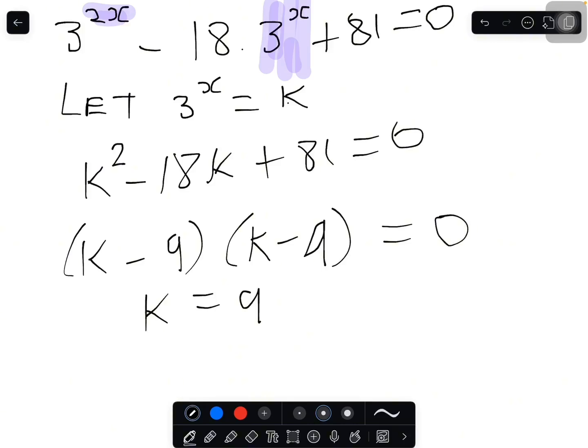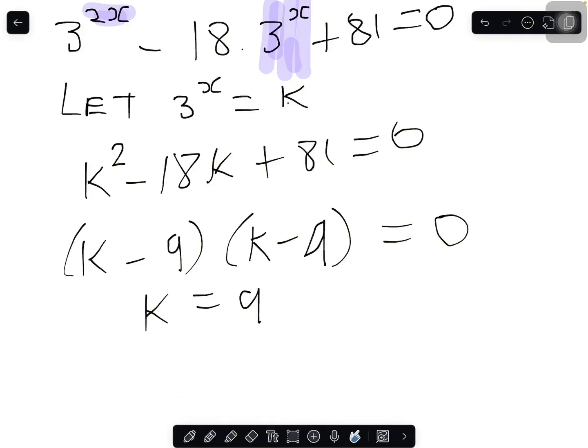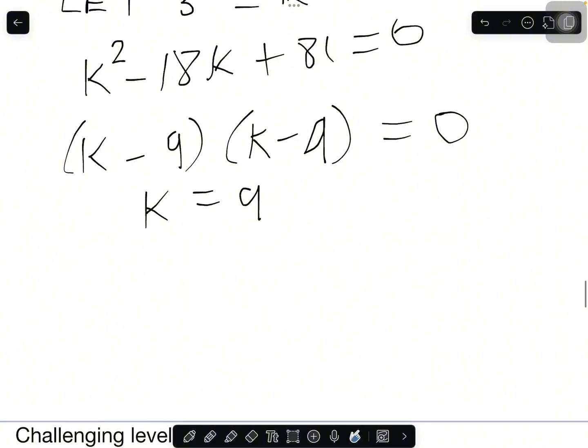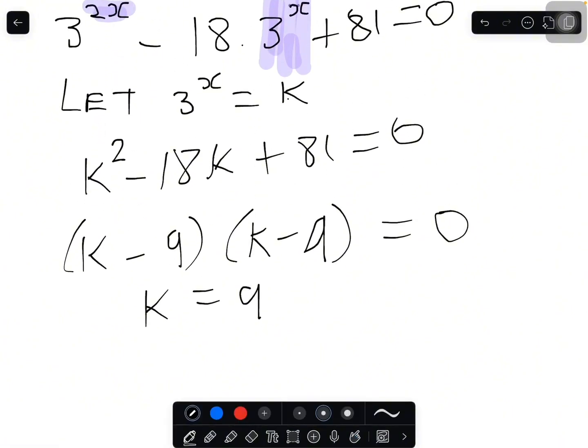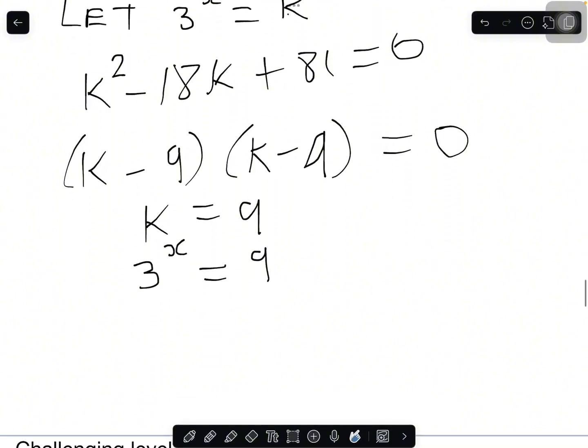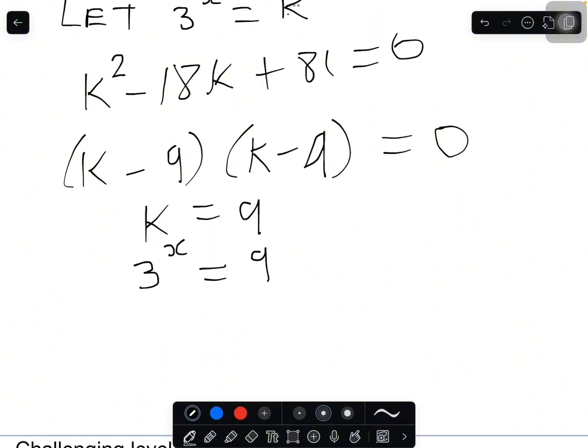No, we're not done. The question is not to solve for k. The question is to solve for x. So I'm going to substitute what we let k be back in here. So I'm going to have 3 to the x equals 9. And now I'm going to have 3 to the x equals 3 squared, and then x equals 2. Let's move on to the next question.